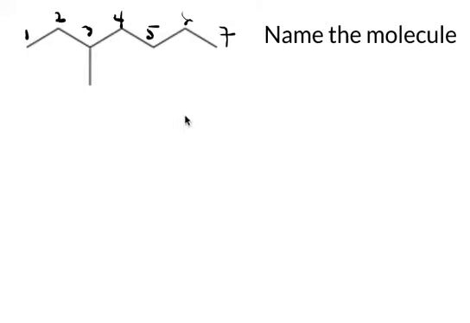We know this is an alkane because it's all single bonds between the carbon atoms, and the prefix for a 7-carbon organic molecule, or an alkane, is hept. And since this is an alkane, we call it heptane.